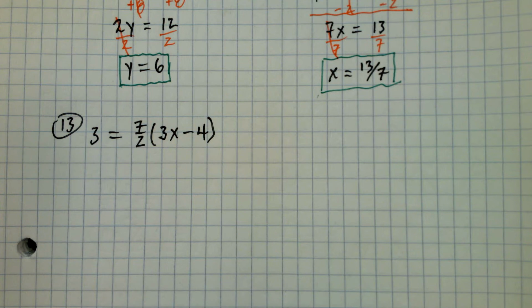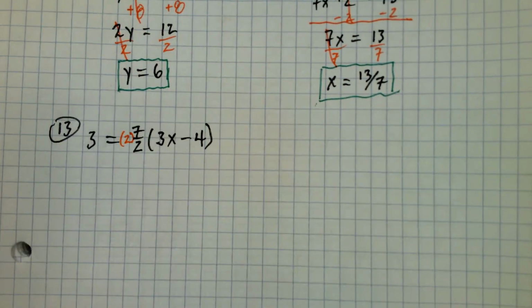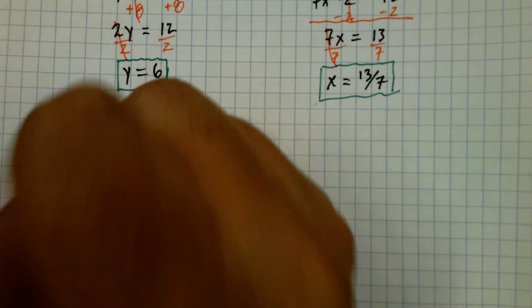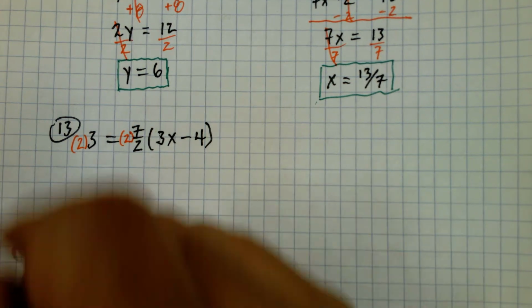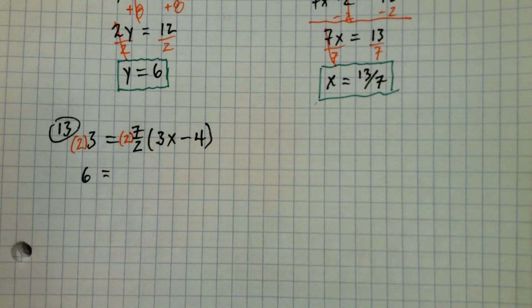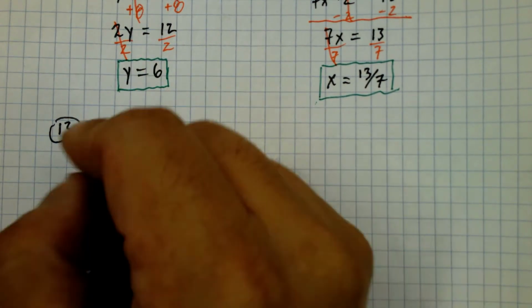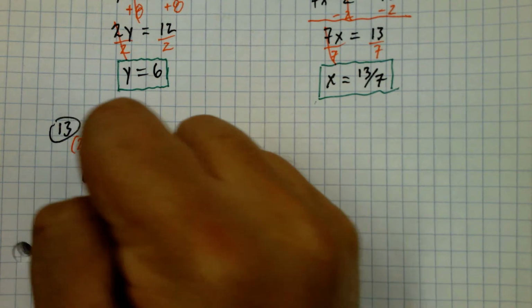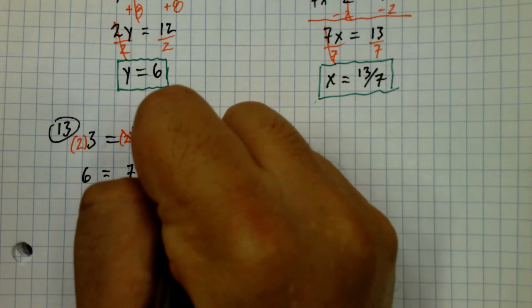First, I want to get rid of the denominator. What's my denominator? 2. So guess what I'm going to multiply both sides by? 2. Very good. So let's do that. I'm going to multiply by 2 here and here. Well, let's see what that does for us. 2 times 3 is 6. 2 times 7/2 winds up canceling the denominator 2. And now I just have a 7 times parentheses 3x minus 4.